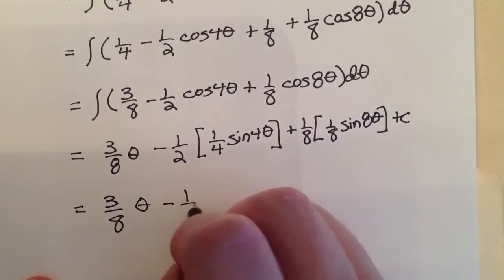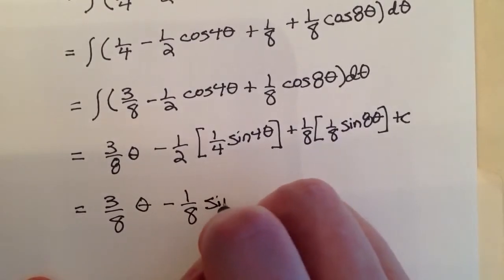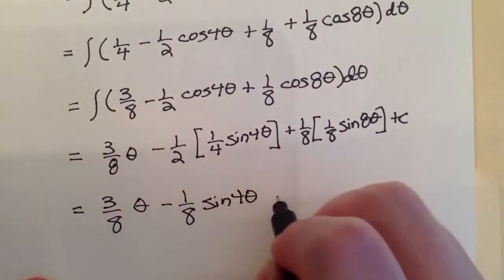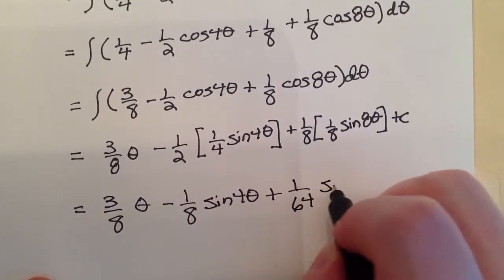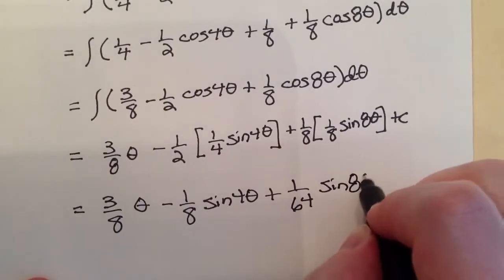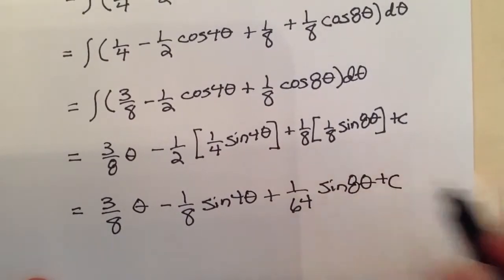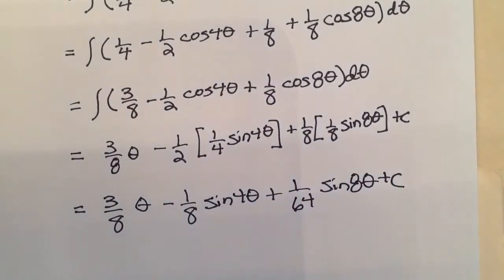minus 1/8 of the sine of 4 theta, and then we have plus 1/64 of the sine of 8 theta, followed by the constant, and thus that will be the final answer.